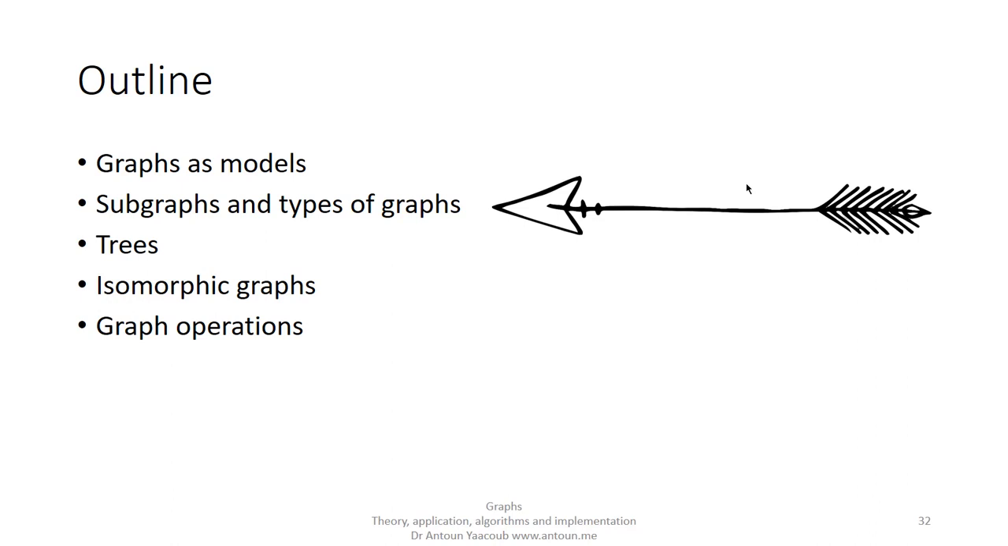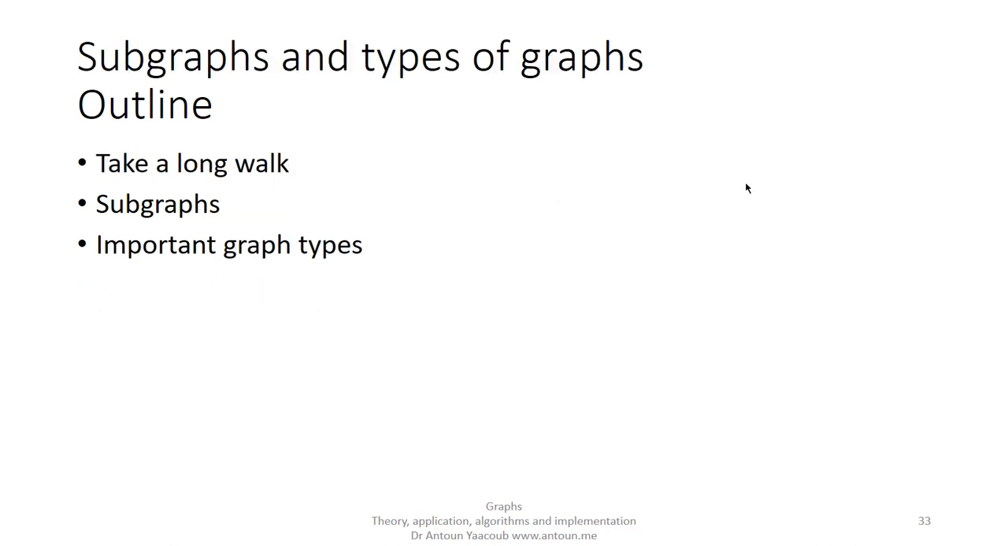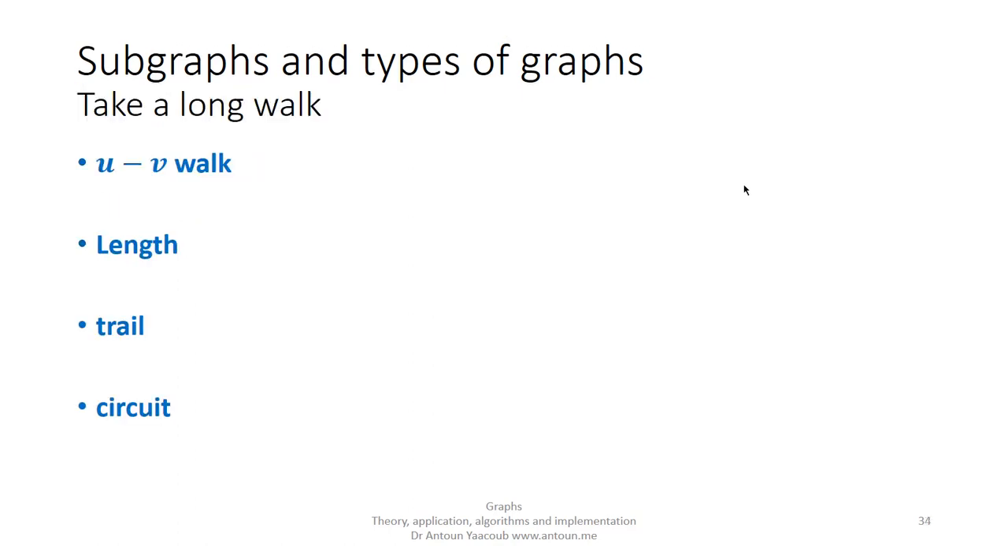subgraphs and types of graphs. The outline of this part: we'll talk about walks. There are a lot of definitions about that. It's very difficult to understand at first, but you need to take notes because they are very tricky. Then we'll talk about types of subgraphs and then the important types of graphs.